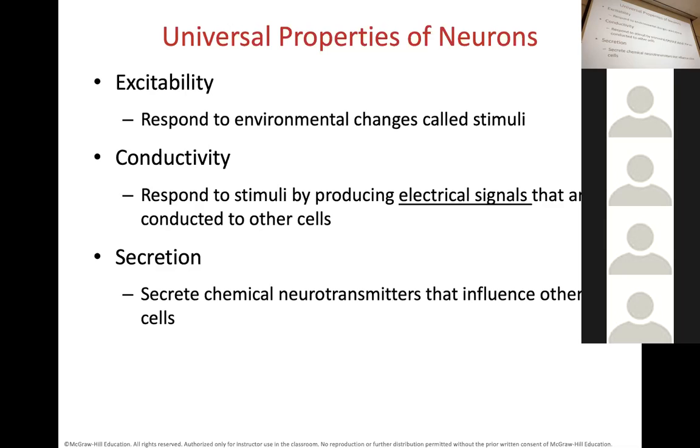So the excitability is just that they can respond to stimuli from the outside. So that's when a neuron gets excited, it's responding to some kind of stimulus from outside the body or inside the body, but outside that organ. Conductivity, like I said, the neurons will send electrical signals, just like in muscle cells at action potential.